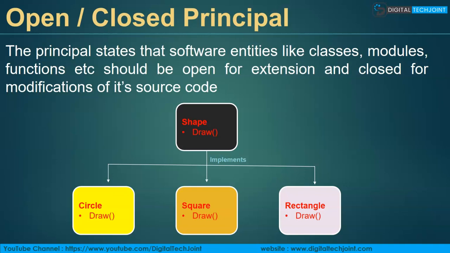So now you have a class called shape which has a method called draw. Now this is the base class and this is the main entity class.